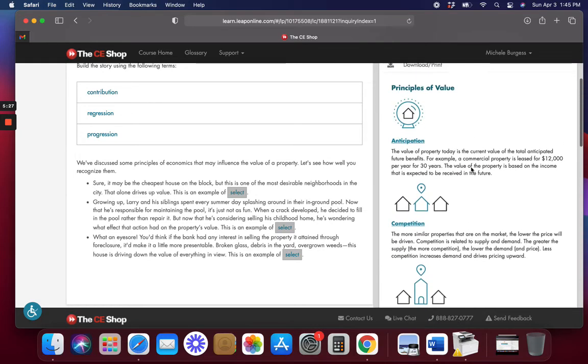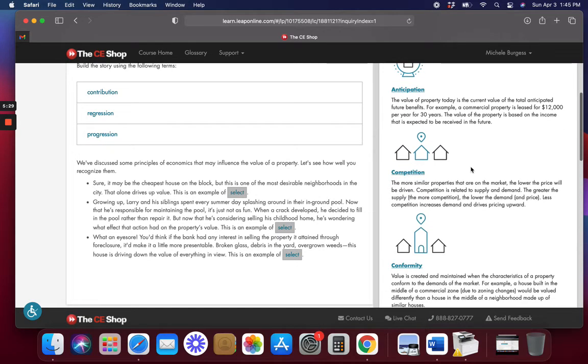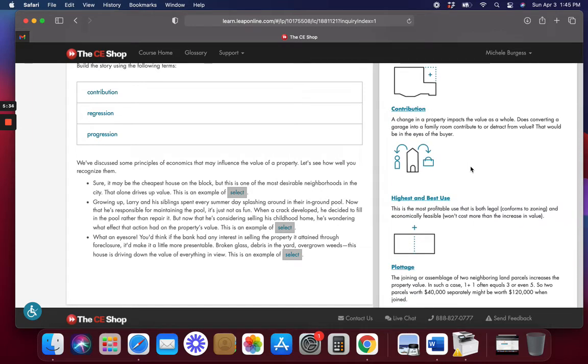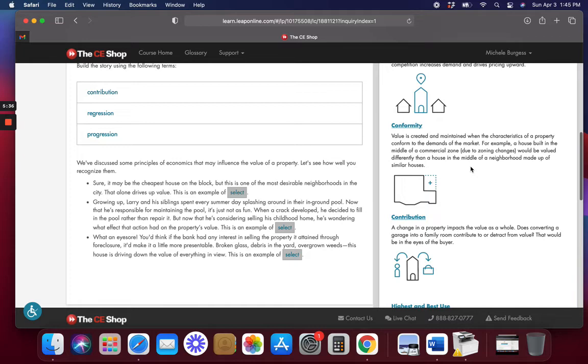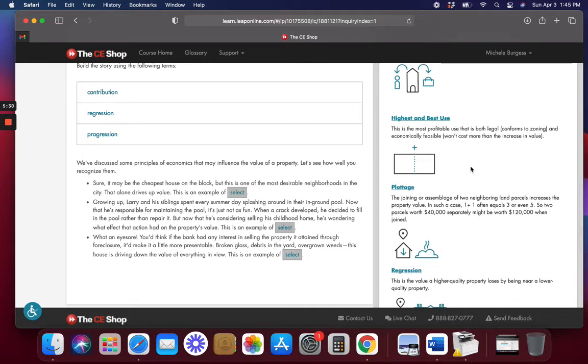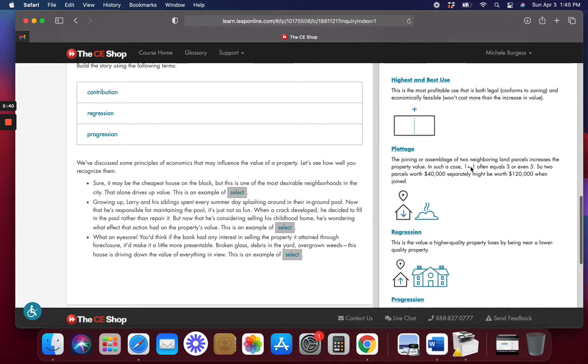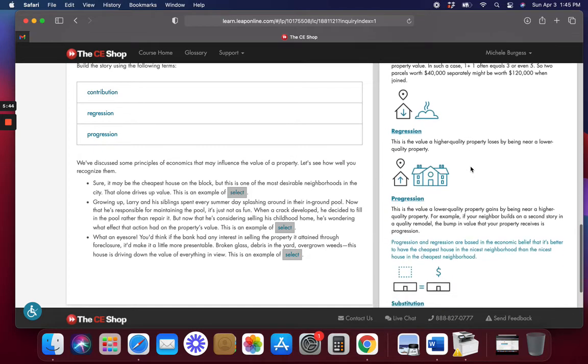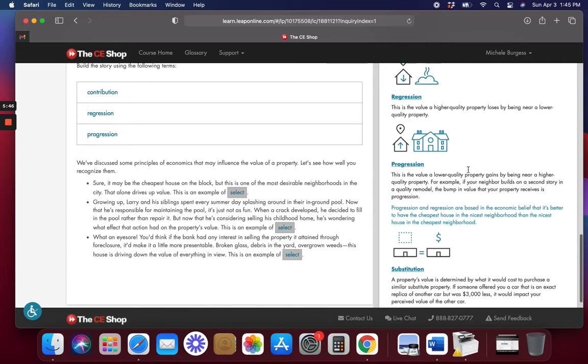All right, so let's go through these. Anticipation, competition, conformity, contribution, a change in the property, highest and best use, plottage. There's a lot of stuff to remember here. We might just leave this open because I don't know how we're going to remember all this.